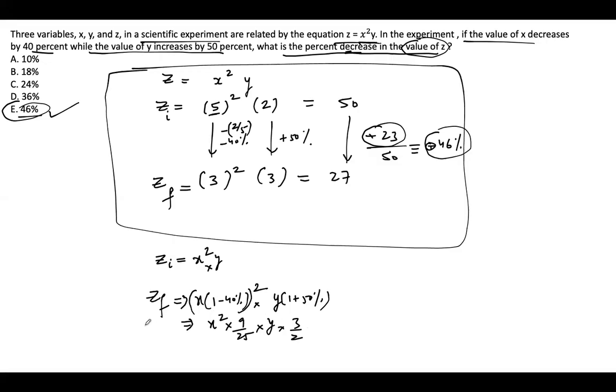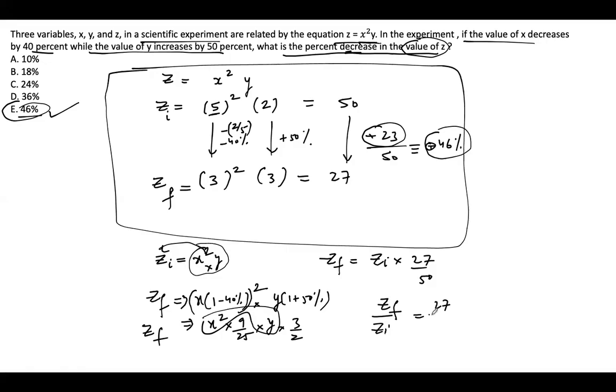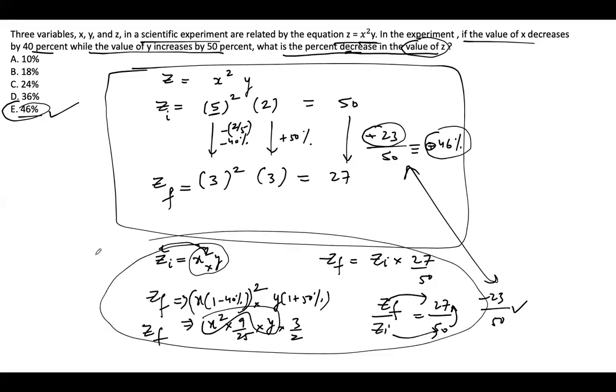And what is x square into y? Z initial. This is 27 by 50. So z final upon z initial is 27 by 50. Initial value 50, final value 27. Decrease of 23 over a base of 50. Same thing. I was right only till the point of assuming the correct fractions, but I did not take into account the square of the fraction related to z, related to x, sorry. Okay.